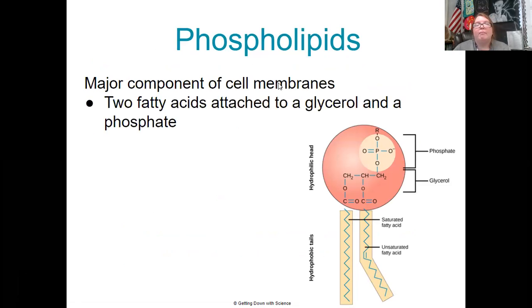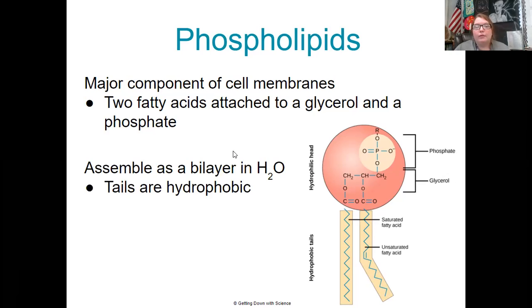It's a major component of cell membranes. You may have heard the phospholipid bilayer before. Bi means 2. The tail is hydrophobic, it doesn't like water, and the head is hydrophilic. So it tends to arrange itself where the hydrophilic part is sticking outward, and the hydrophobic part is sticking inward toward each other.